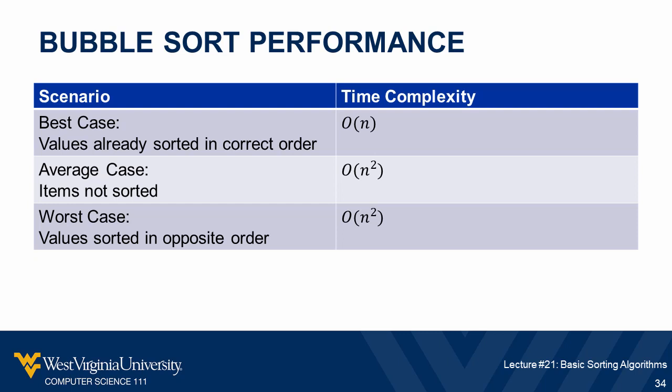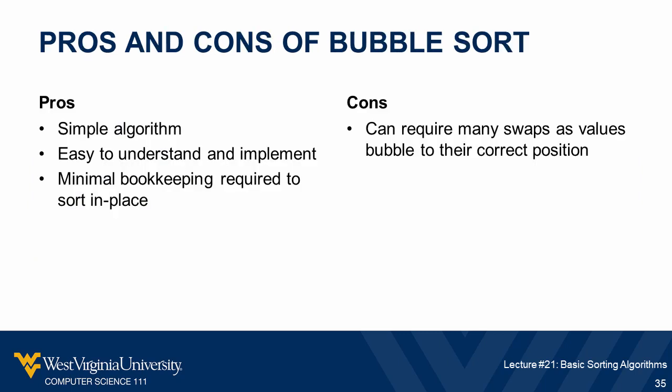Average case and worst case implementations are both big O of n squared, but again, the constants here do matter when we're comparing bubble sort against other implementations. Because we have to move items one position at a time, we tend to end up doing a lot of swaps when we use bubble sort. So for that reason, bubble sort tends to be disfavored, especially if we have larger data sets.